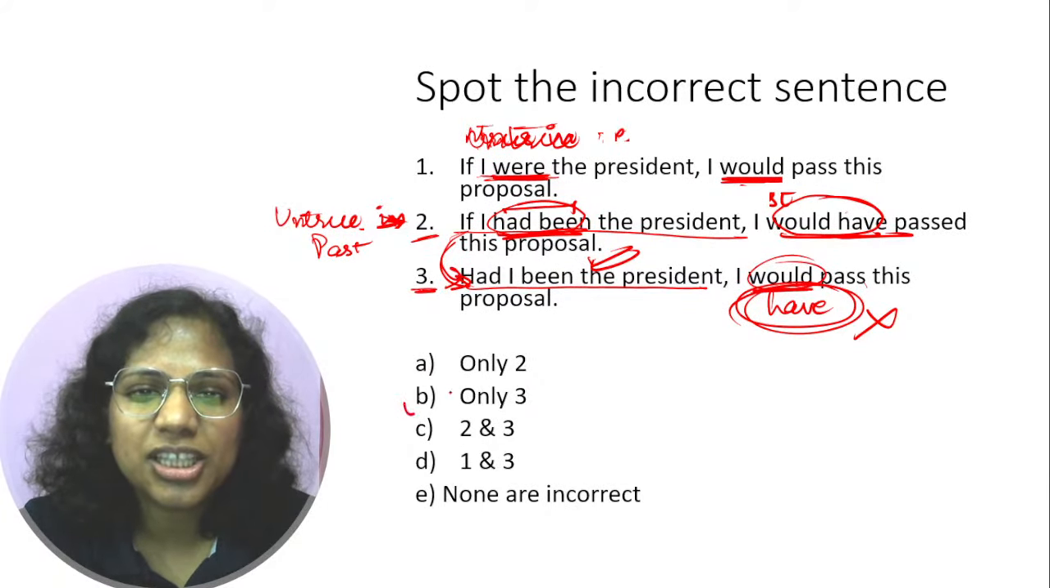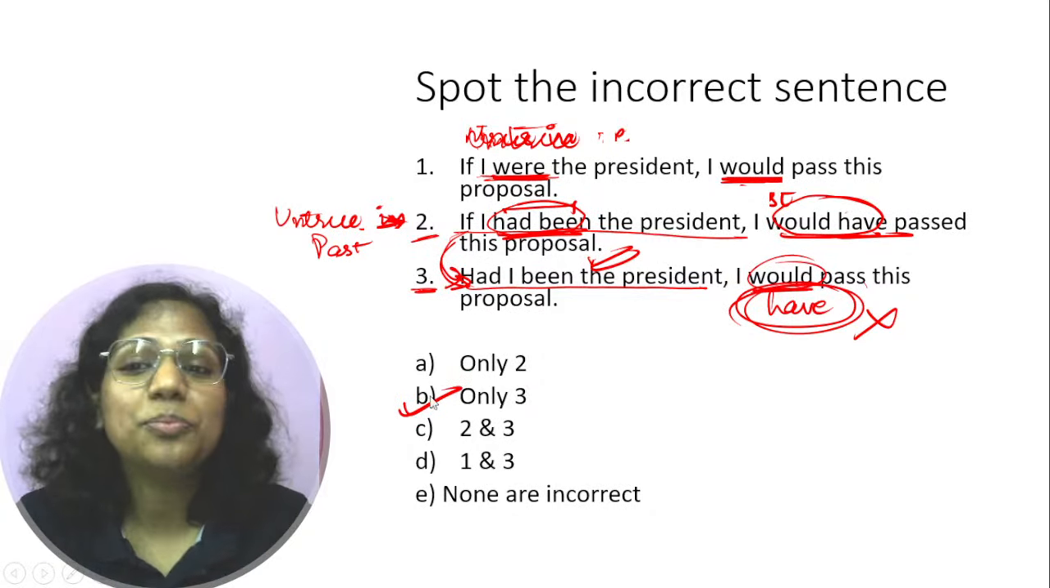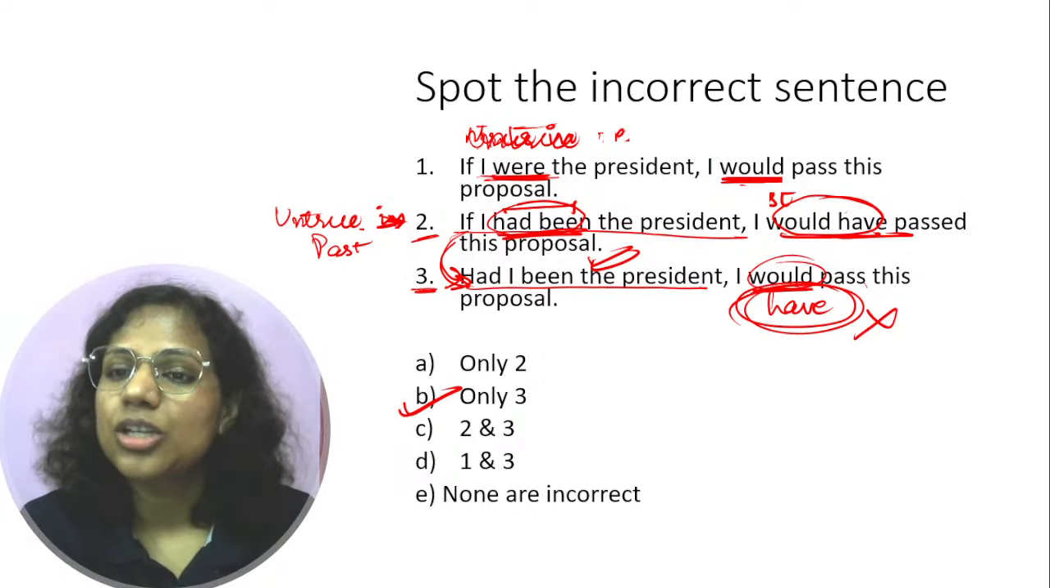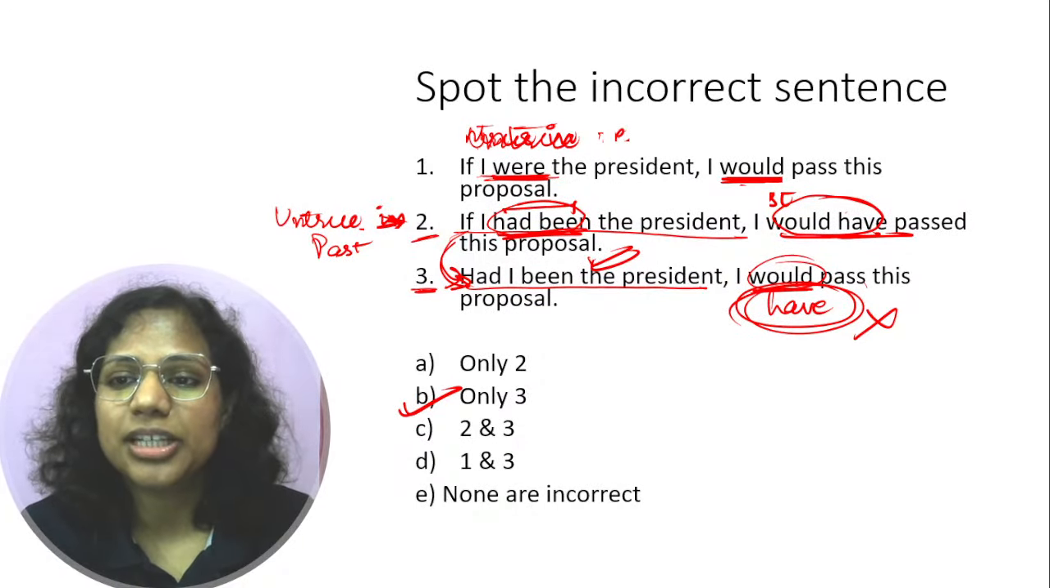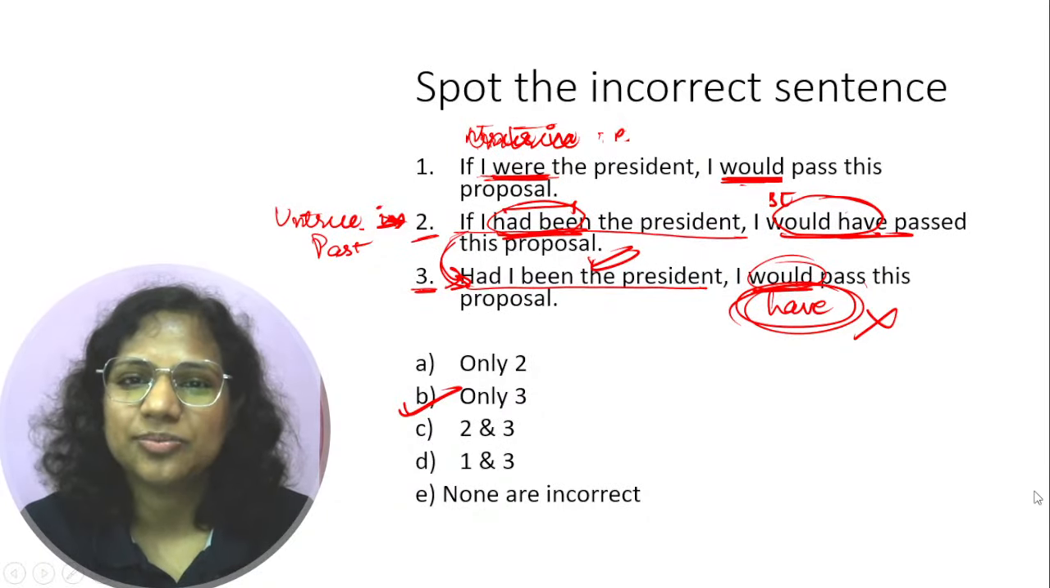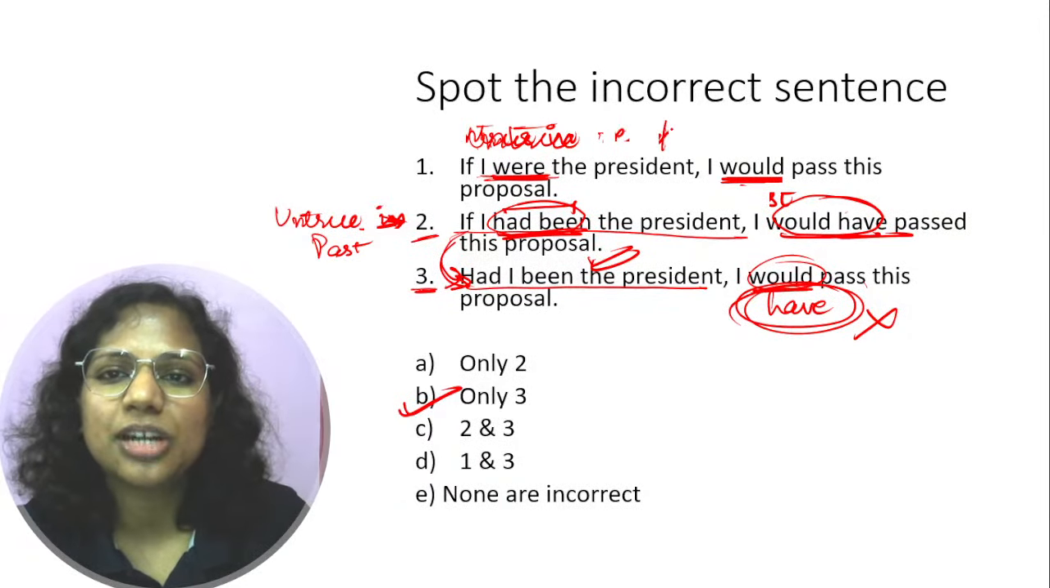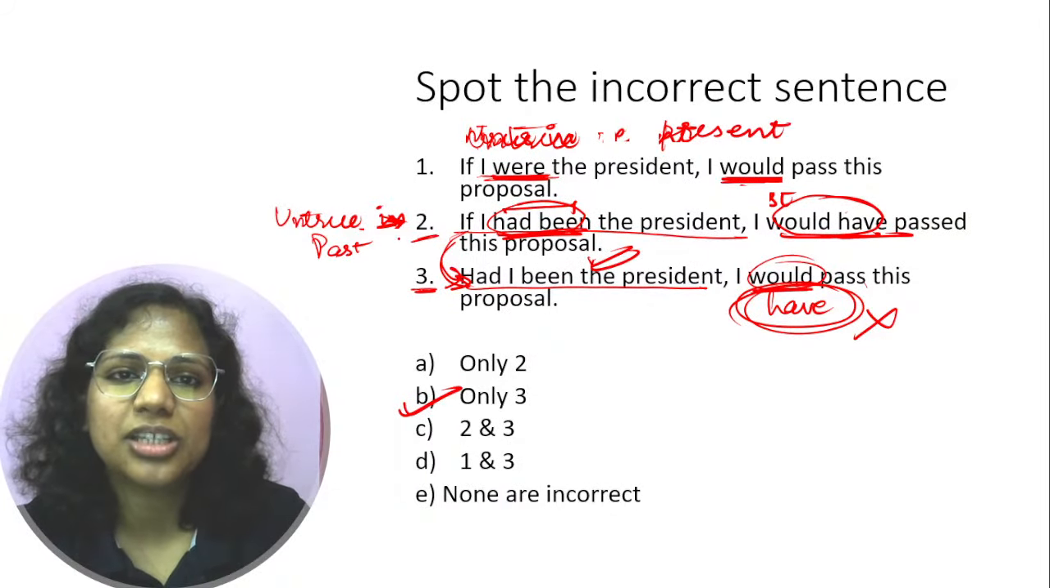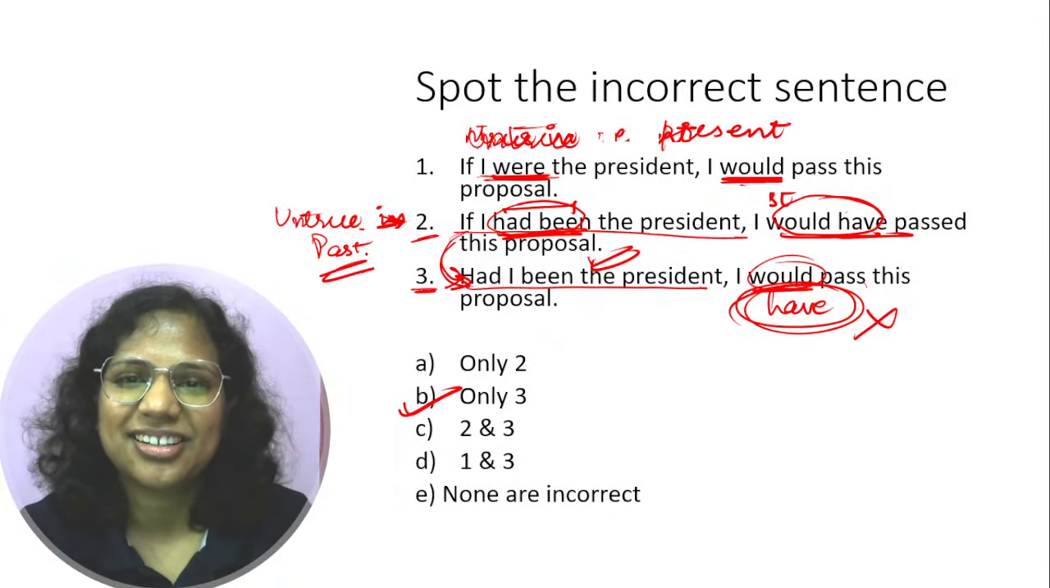So only 3 is the answer here. B is the answer here. So far so good. It's important to understand this. Only 3 is wrong. This is something that's untrue in present and this is something that's untrue in past.